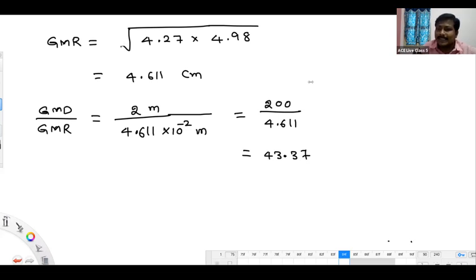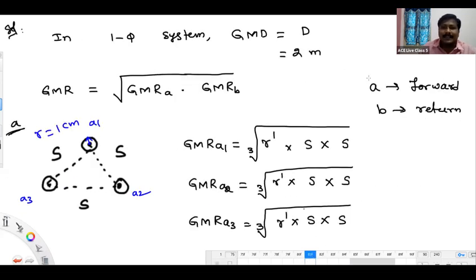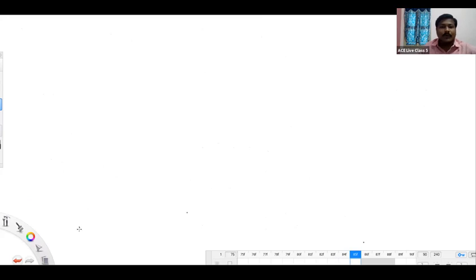See, Bhaskar, in a single phase system, GMD is nothing but the distance between the phases. Of course, you have to observe that the S value they have given, 10 centimeters, is very, very small compared to the value of capital D. Okay, let's take one more problem quickly.